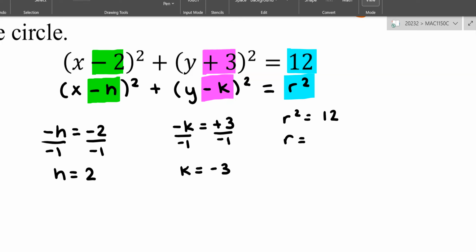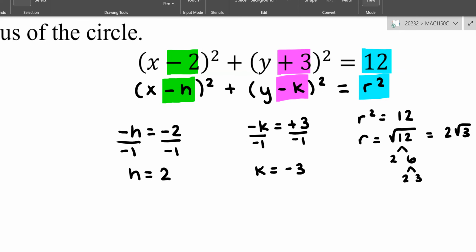So r squared has to equal 12. So r has to be the square root of 12. And remember, it's always positive since it's referred to as a radius. So it's the positive square root of 12, which we should simplify. So 12 is 2 and 6, and 6 is 2 and 3. So that radius is 2 square roots of 3.